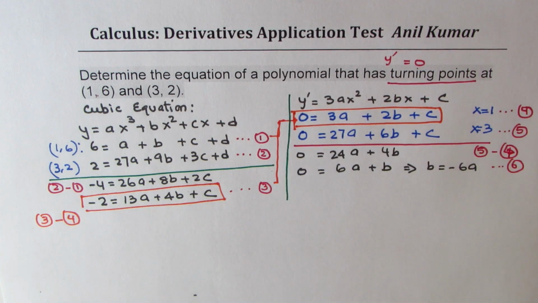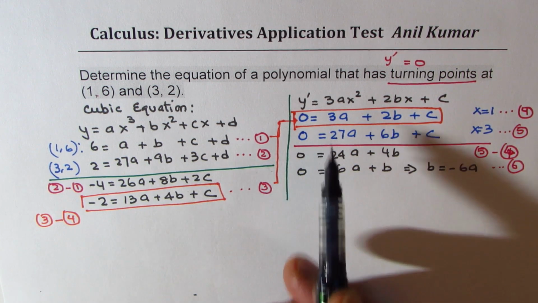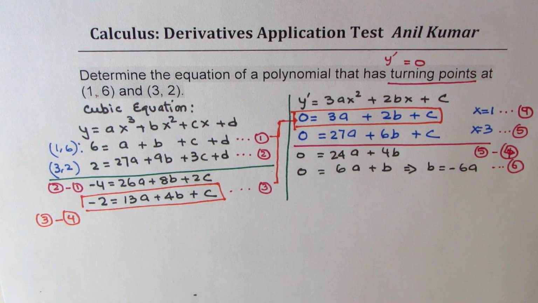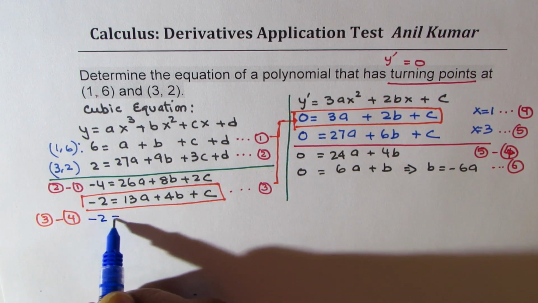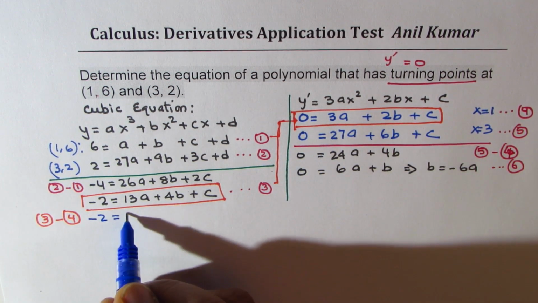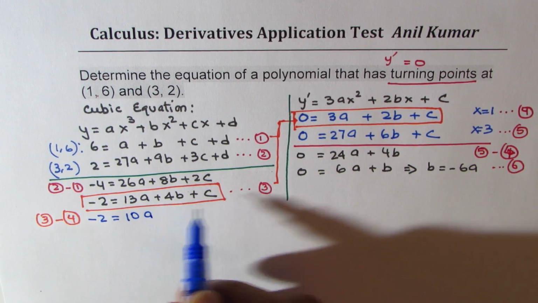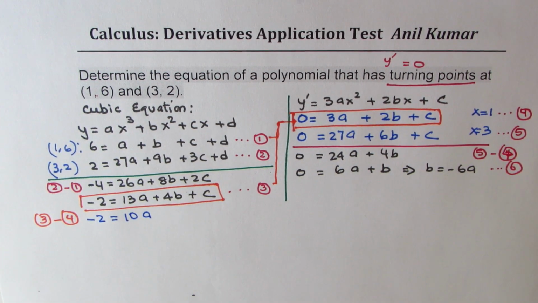Okay. We want to do 3 minus 4. We want to do 3 take away 4. So if I do 3 take away 4, I get this as minus 2. 13 take away 3 is 10, a. 4 take away 2 is 2, so plus 2b.